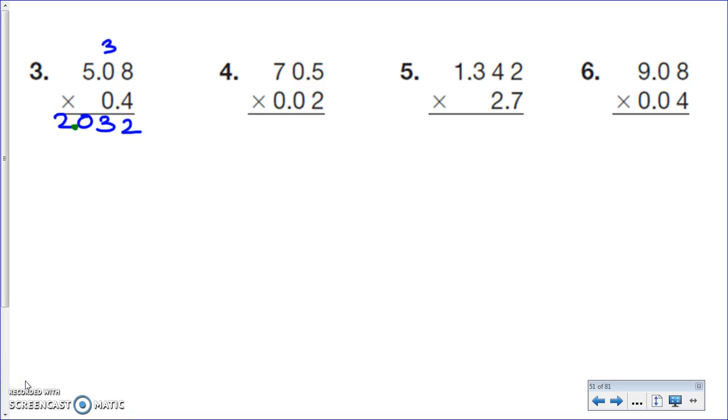For 4, we have 70 and 5/10 times 200. So we're going to walk through the math. We know that 2 times 5 is 10. And we put the 0 down. We'll carry the 1. 2 times 0 is 0, plus 1 is 1. And then 2 times 7 is 14.